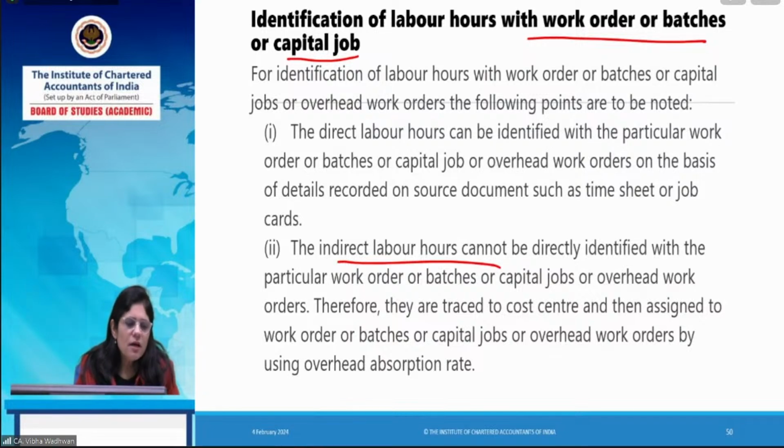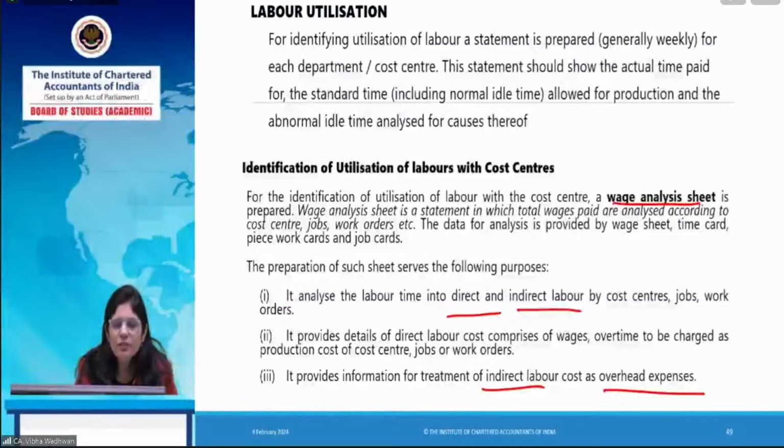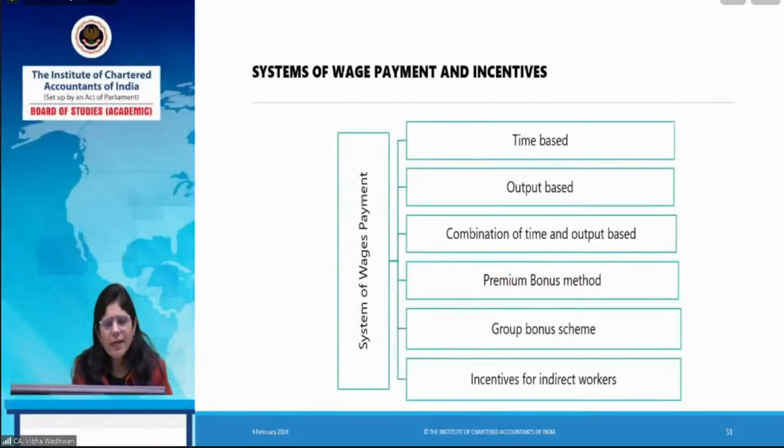Yes, good. This question was a good question. That's why I took this question. So it's a good practice question. That's why I've included this question. So I'm glad that you have understood. All right, now let's move to the wage payment and incentive schemes.